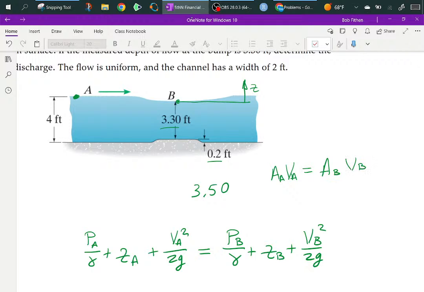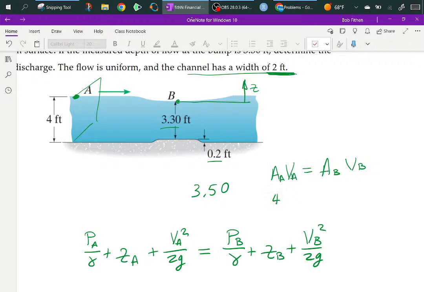So what I've got is a uniform channel, and it says the channel width is 2 foot, but guess what? It doesn't really matter what width it is. So my area at A is essentially that times the 2 foot. I can make that 1 foot. It will not change the problem.